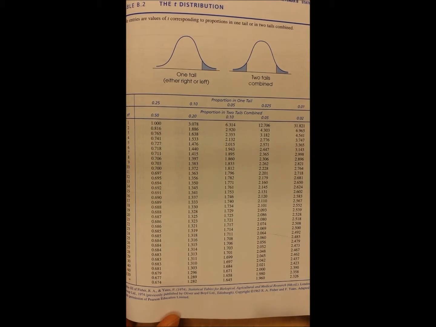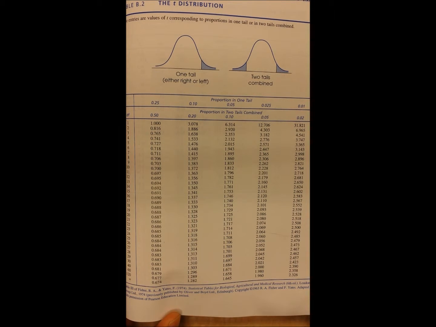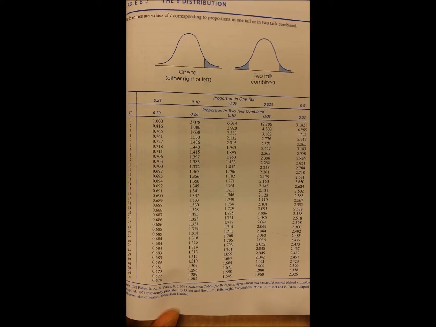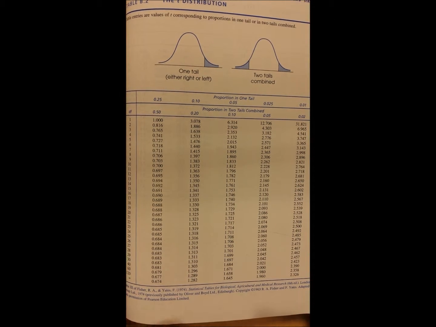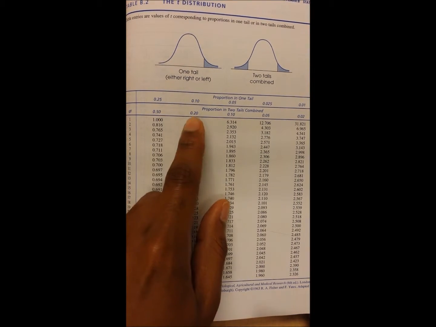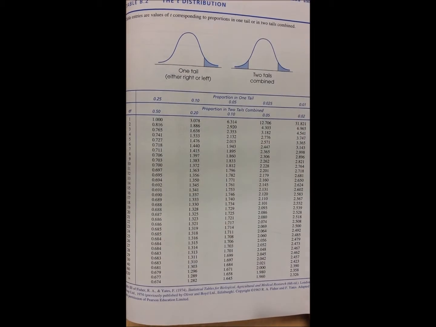And if you're doing a research study, you'll have to make the decision as to how you go about setting your alpha level. Okay, and that'll be based on the practicality of your study and the potential impact that it could have on human beings' lives. There's proportion in two tails combined. So it gives you that as well. So it gives you 50%, 20%, 10%, 5%, 2%. Okay.